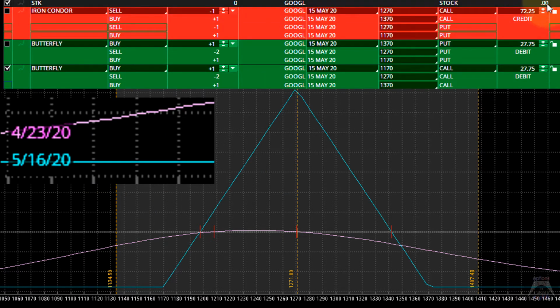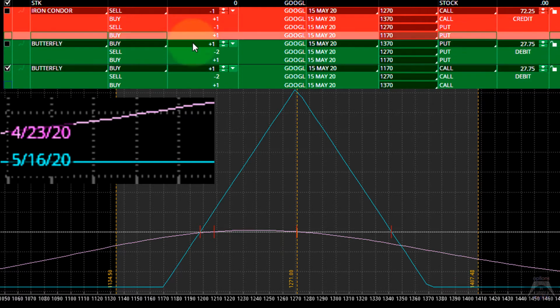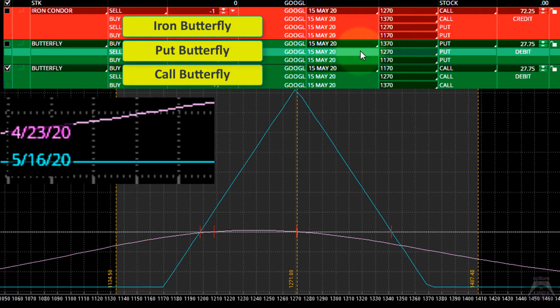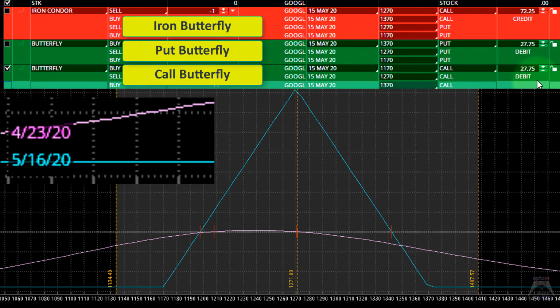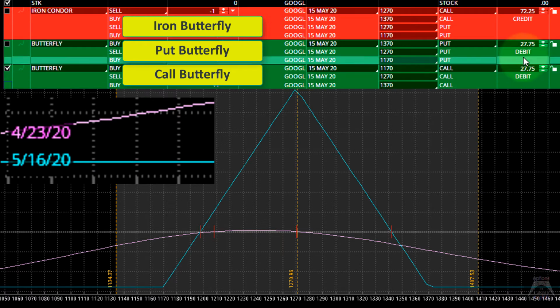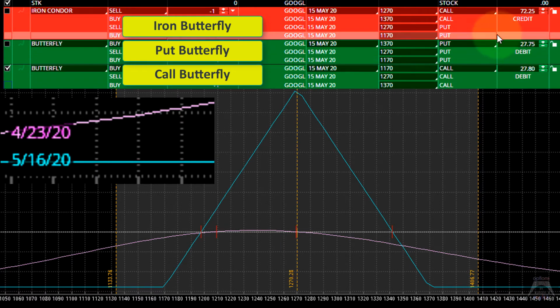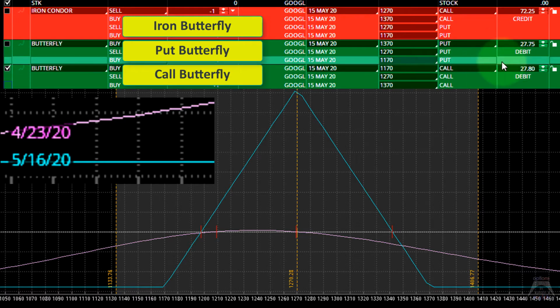Now take a look here at the pricing. To begin with, put butterfly and call butterfly are priced exactly the same. You pay the exact same price. It pins right at the same price. You have the same max profit and the same max loss. These are the same trade.